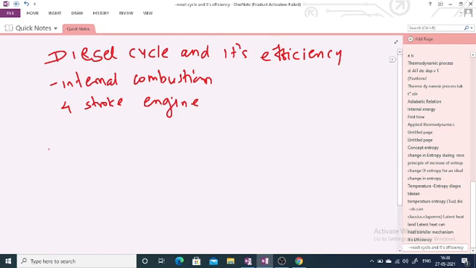In this heat engine, air is the working substance. In the auto engine, air is also the working substance, but it is injected along with petrol vapor in an 80-20% ratio. In this case, air is the working substance, and we use oil as the fuel for the diesel engine.